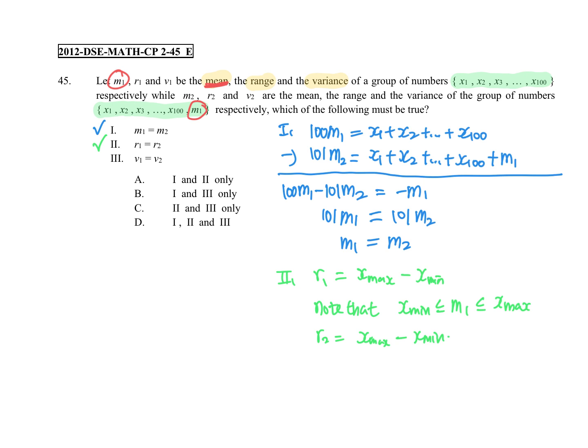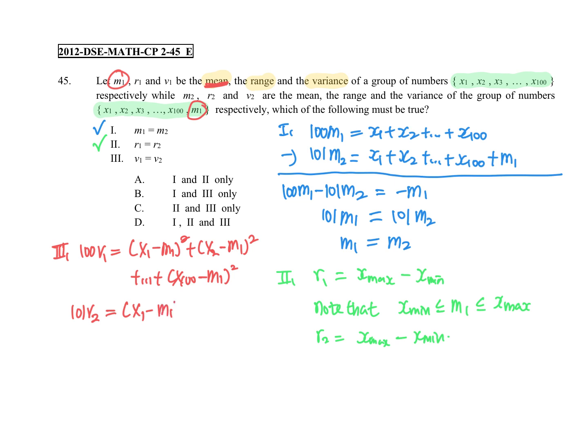Finally, the variance. Just like the mean, 100 V1 equals (x1 minus M1) squared plus (x2 minus M1) squared plus and so on up to (x100 minus M1) squared. And 101 V2 equals (x1 minus M1) squared and so on, because M2 equals M1, the two means are the same.